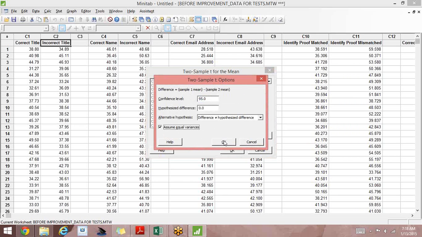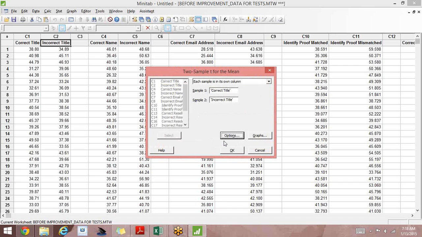Okay, yes, that's right. Two sample t-test as y is continuous and x is discrete. Correct. You are right on that.